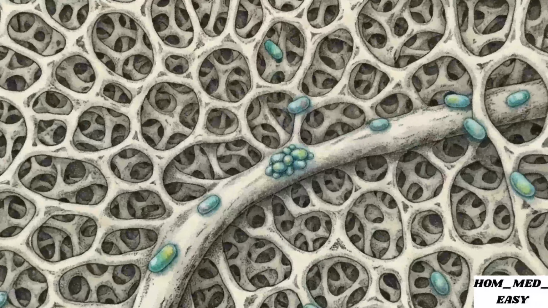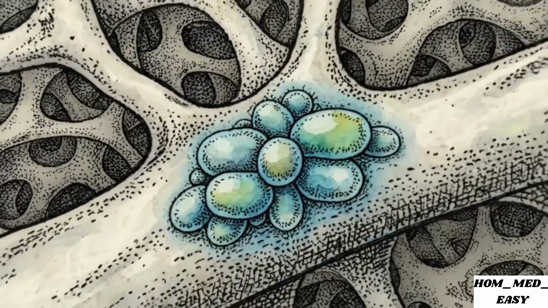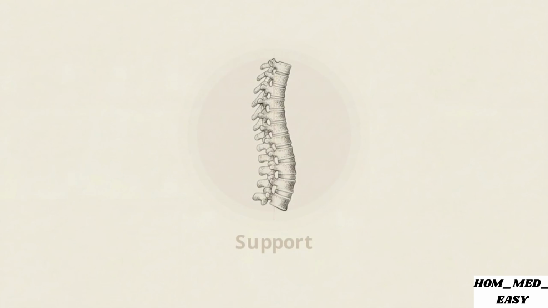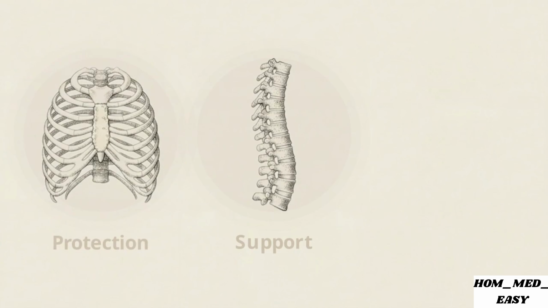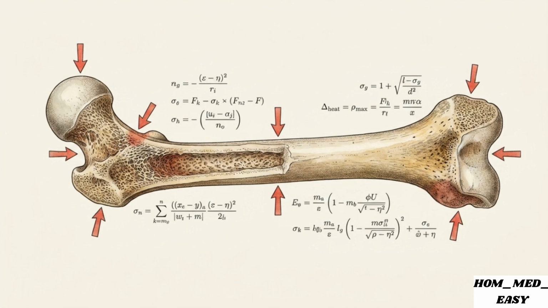Bone is a highly dynamic, living connective tissue, a metabolic structure that constantly remodels its own internal architecture. This living tissue handles three distinct physiological roles, providing rigid skeletal support, shielding vital internal organs, and facilitating physical movement. The primary engineering challenge lies in how one biological material accomplishes all three tasks simultaneously.